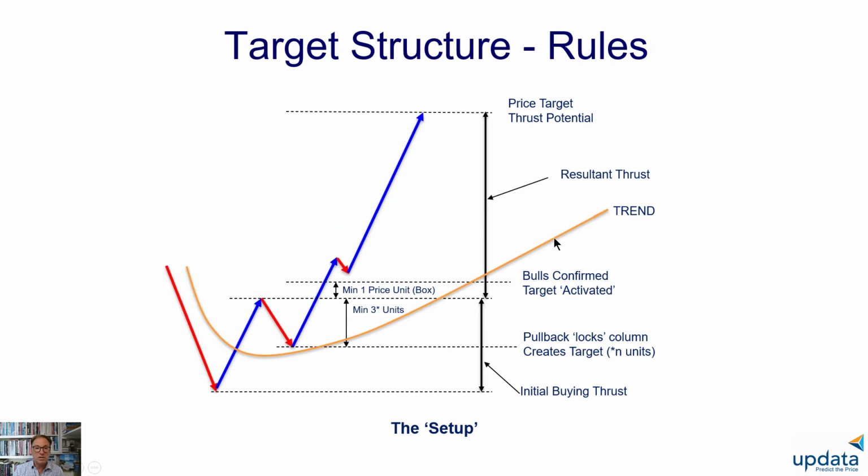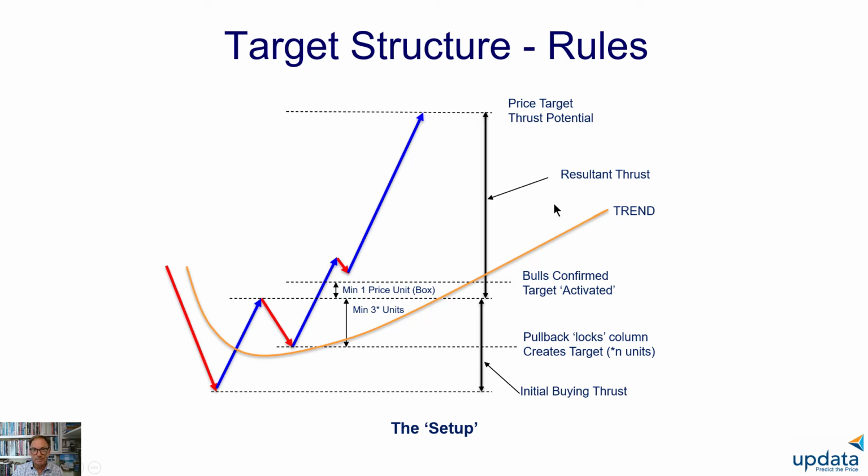So the target structures are basically these rules, and if we throw a trend in, that just helps us understand that we're now in a new uptrend, that new buying wave pushing us above the trend, and then we push to a new target.